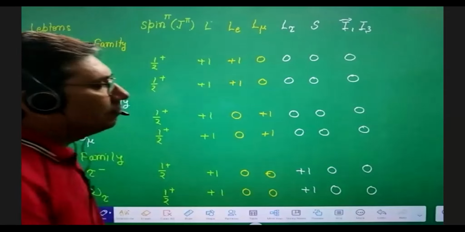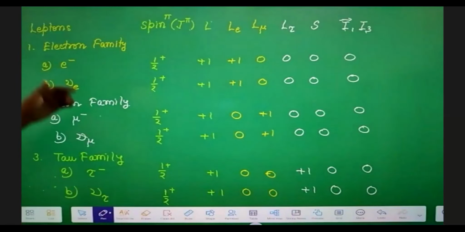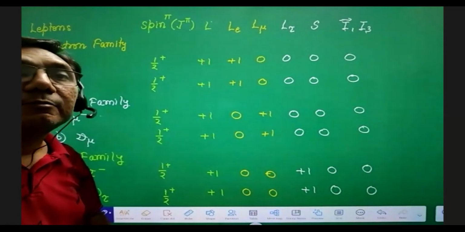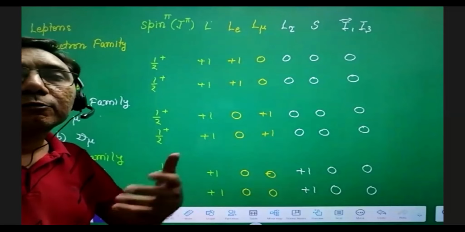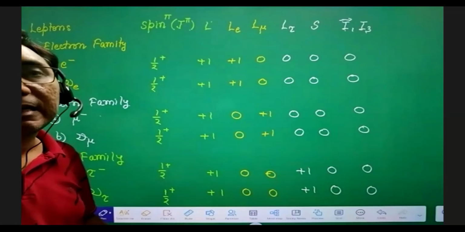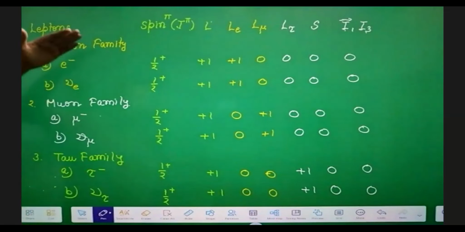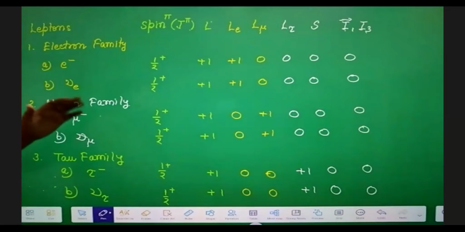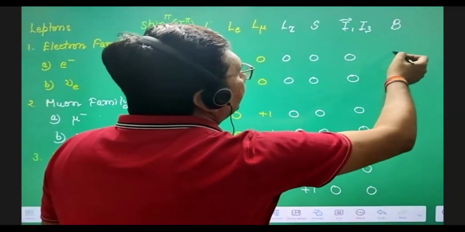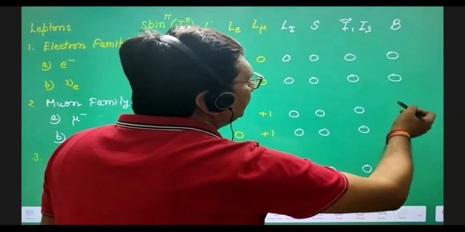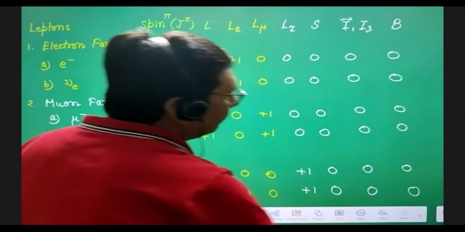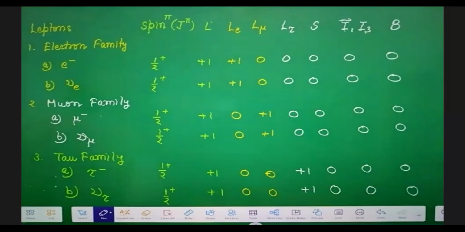One more number you are going to have is called the baryon number. For example, this is the lepton family, so you have defined lepton numbers. Similarly, for the members of the baryon family, you have to decide some number, called the baryon number. They are not baryons, they are leptons. So the baryon number for all of them will be 0.